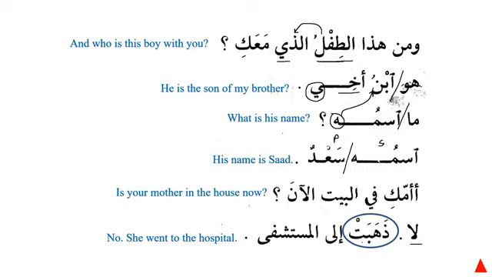So when you have the past tense, for example, dhahaba, kharaja, similarly we have learned raja'a. If you want to change it to the feminine, you only have to add ta as-sakina to that, so it becomes feminine. So la, dhahabat ila al-mustashfa. No, she went to the hospital. So alhamdulillah, our lesson is complete now, and in the next lesson we will do the exercises.